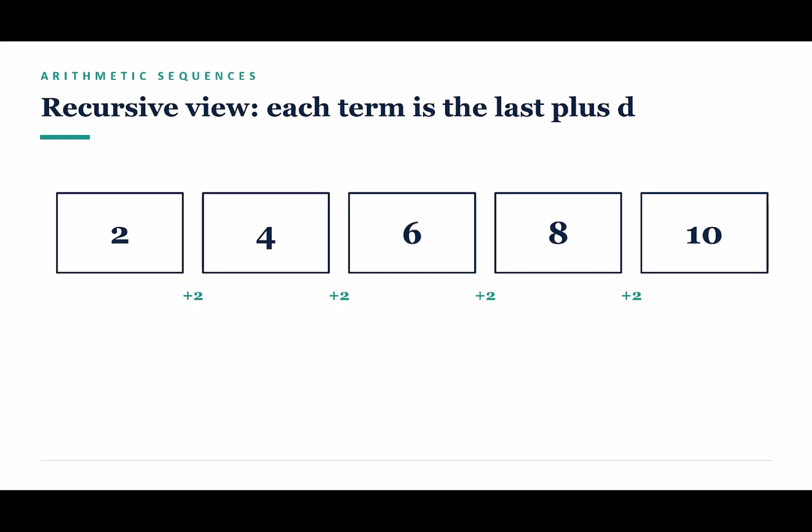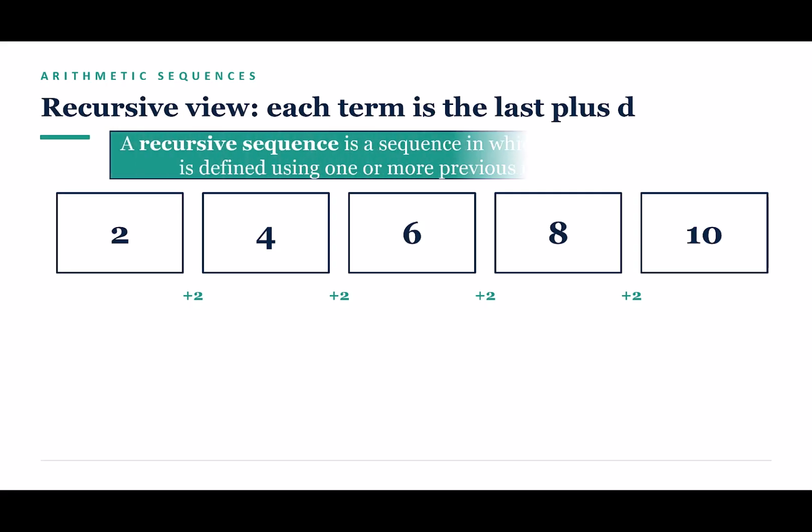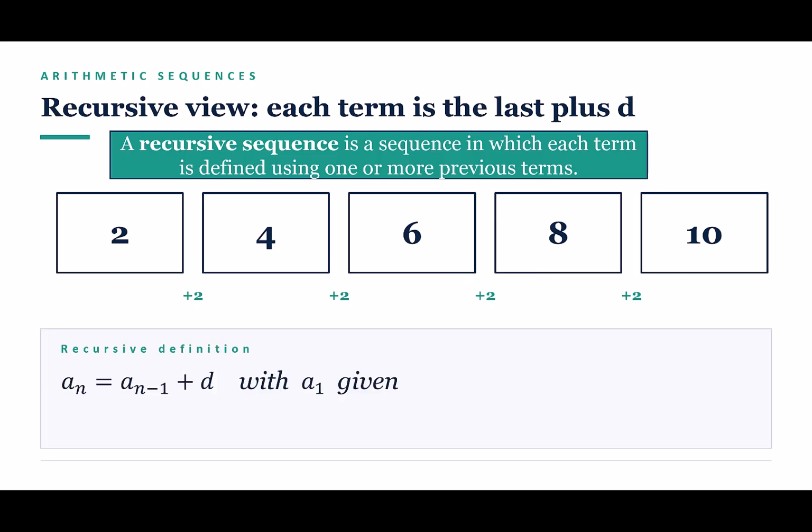So before we get to an explicit formula, let's look at a recursive view. A recursive sequence is a sequence in which each term is defined using one or more previous terms. In this case, we're going to take our previous term and add 2. So we take 2 and add 2 to get 4. We take 4 and add 2 to get 6. We take 6 and add 2 to get 8, and we take 8 and add 2 to get 10. We can write this as a sub n is equal to a sub n minus 1 plus d, where we have to know some kind of initial condition like a sub 1.